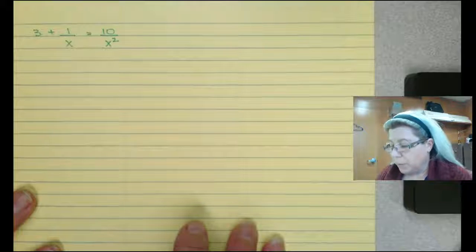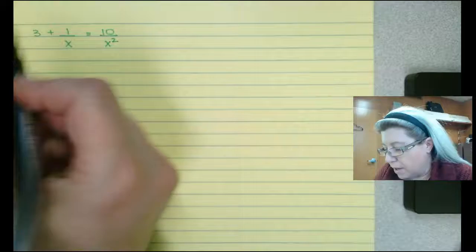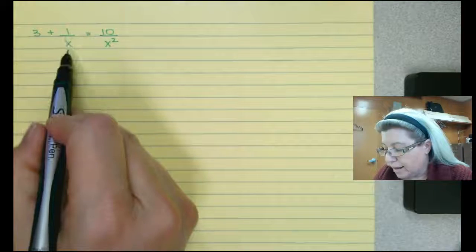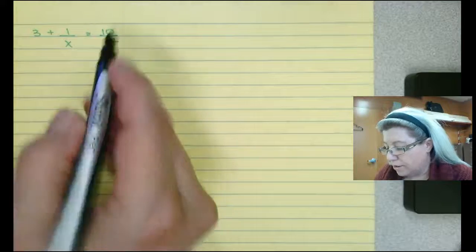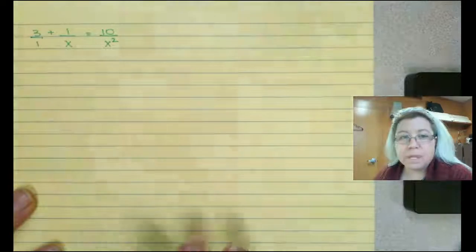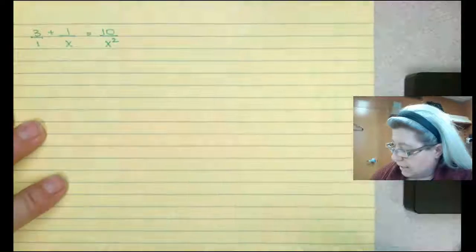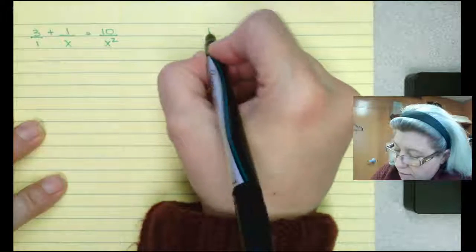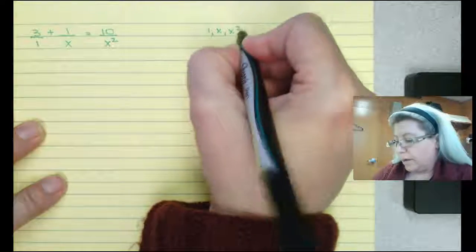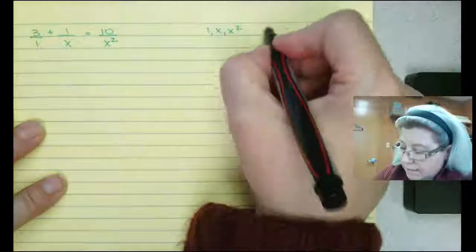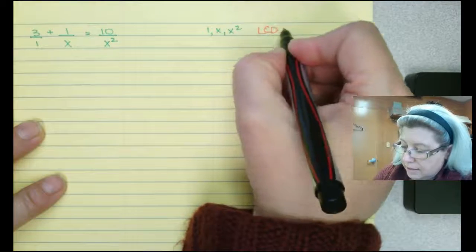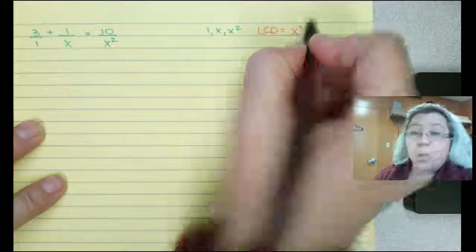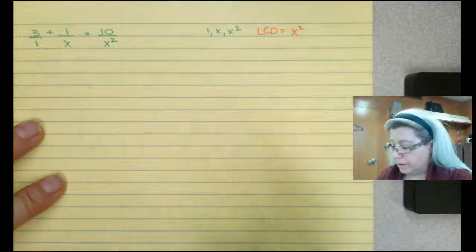All right, let's follow our 3 steps for this problem of 3 plus 1 over x equals 10 over x squared. There's an implied 1 there. So let's find the LCD of 1, x, and x squared. Well, the LCD will equal 1x squared, or x squared.